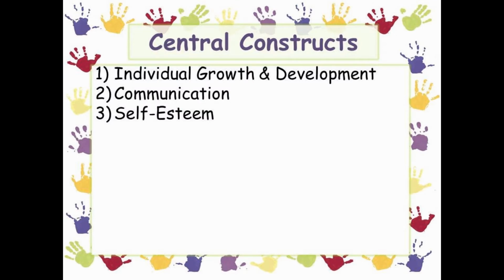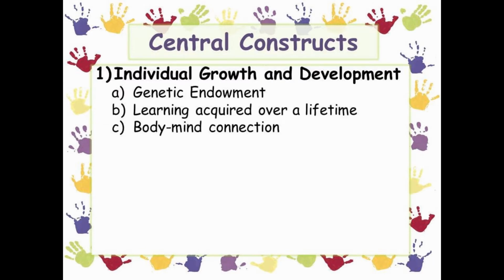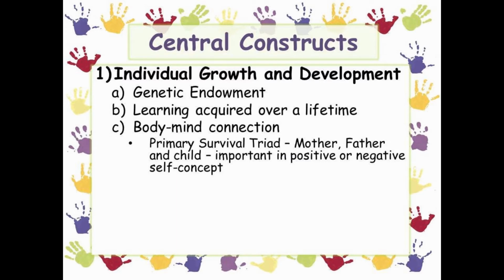There are 3 central constructs to Satir's model: individual growth and development, communication, and self-esteem. The first construct involves genetic endowment and factoring in what is already part of our DNA as human beings. Our capacity for learning and what we've learned over our lifetimes is also important, as is the mind-body connection and recognizing what's called the primary survival triad, mother, father, and child, which is crucial to our concept of self.